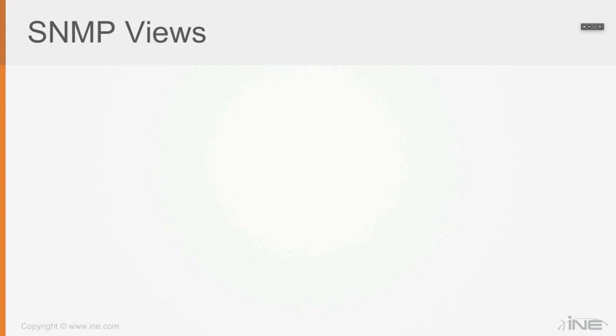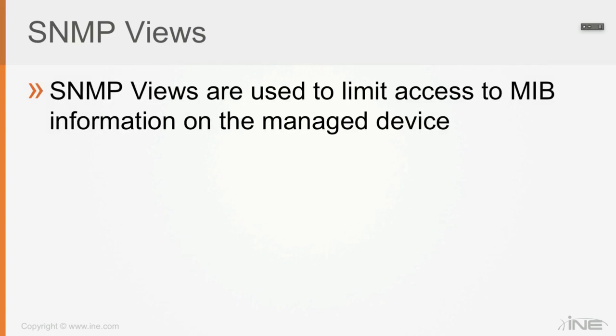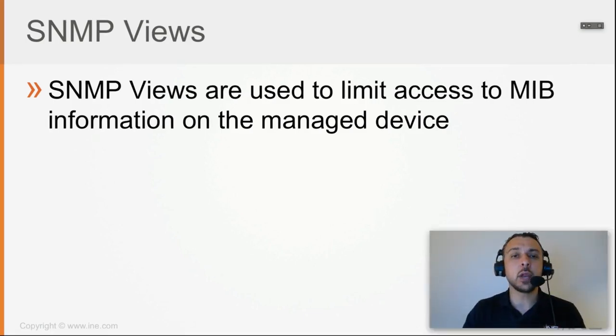Now we also have in SNMP something which is called SNMP views. What I said before about the set, get, and trap, and the views, all of them are supported pretty much by all SNMP versions. SNMP views are used to limit access to MIB information on the managed device. For example, you may not want an SNMP manager to be able to read all the MIBs from a device. You may want a manager to be able to read only the interface load and the CPU load, but nothing else. So that's being controlled via views, and the name tells you exactly what it does.